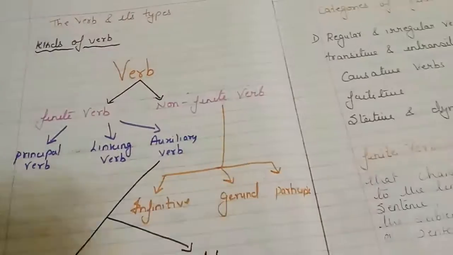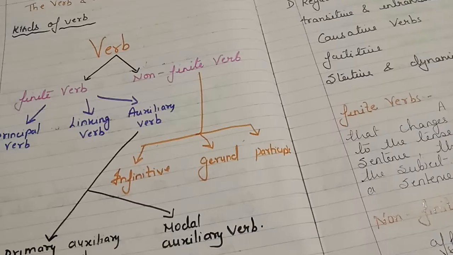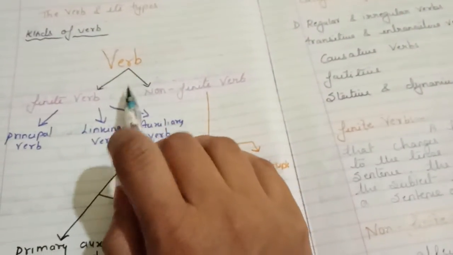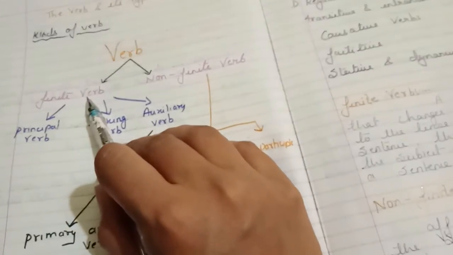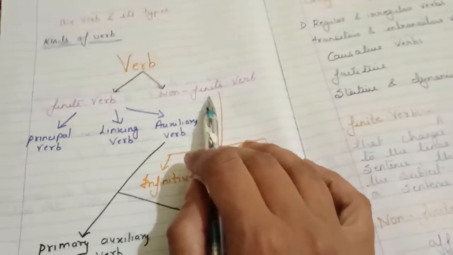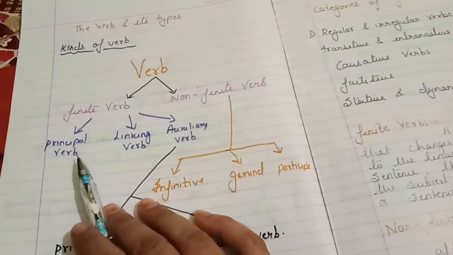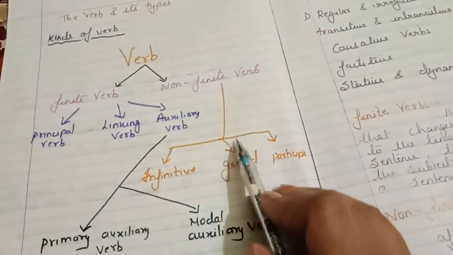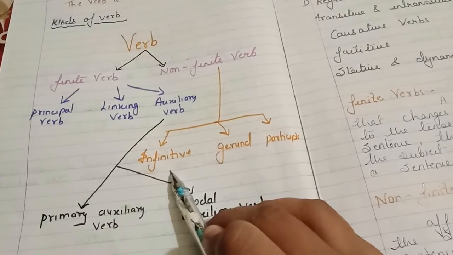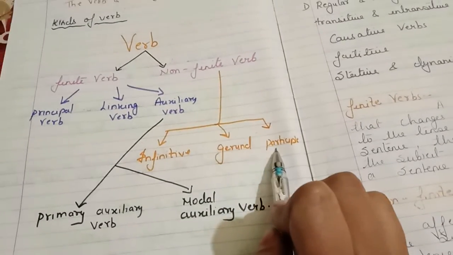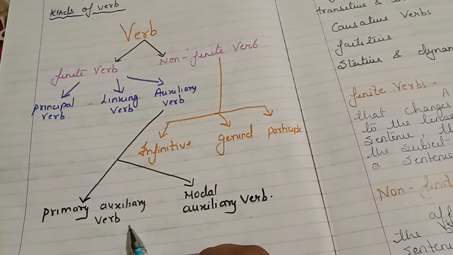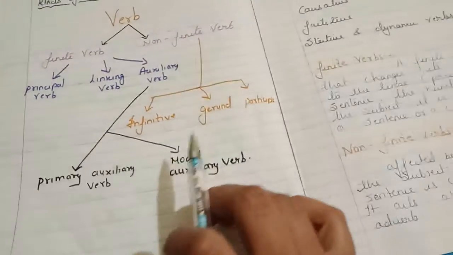Okay, let's discuss the kinds of verbs. Verbs can be categorized into two categories: finite verbs and non-finite verbs. Under finite verbs, we have principal verb, linking verb, and auxiliary verb. And under non-finite verbs, we have infinitive, gerund, and participle. Auxiliary verb can be further divided into primary auxiliary verb and modal auxiliary verb.